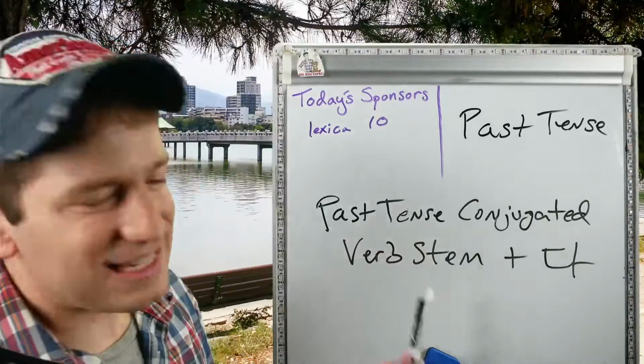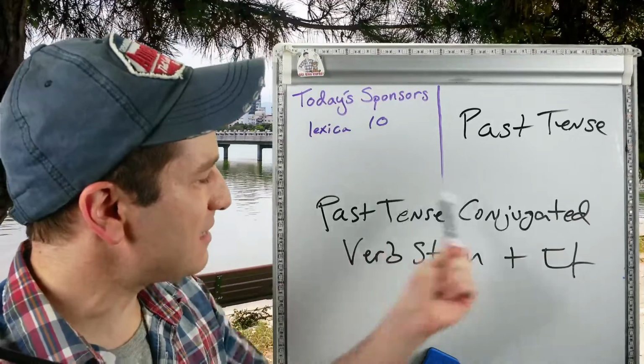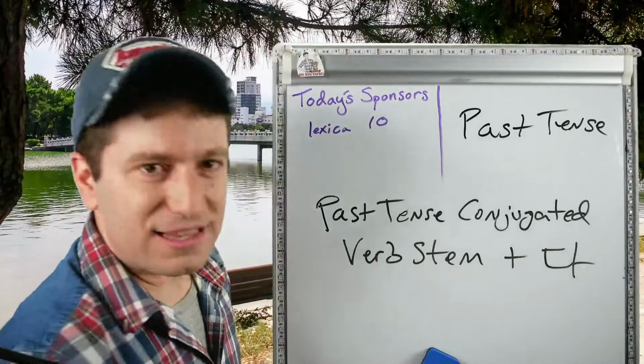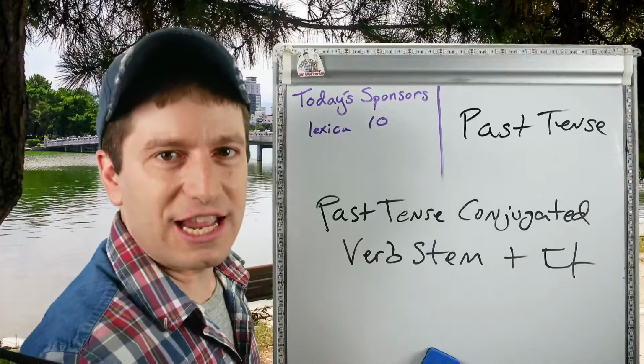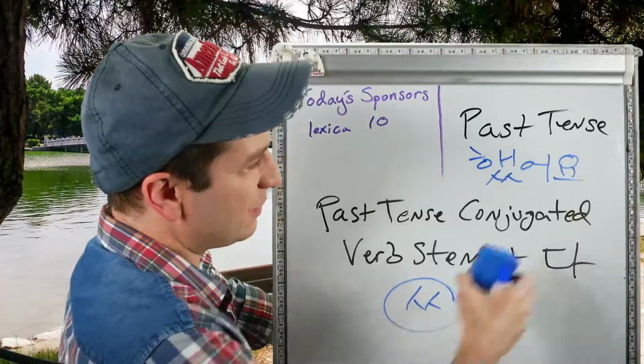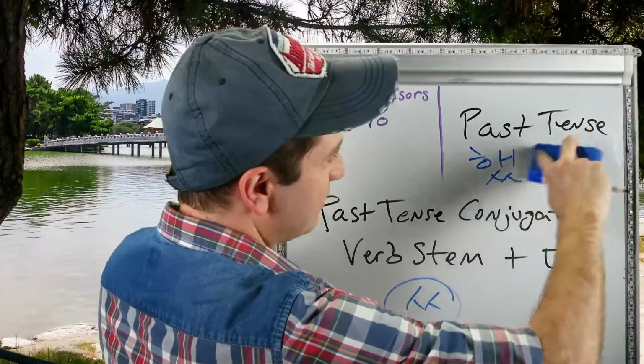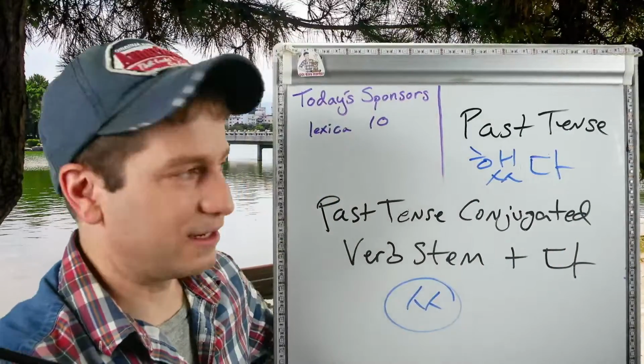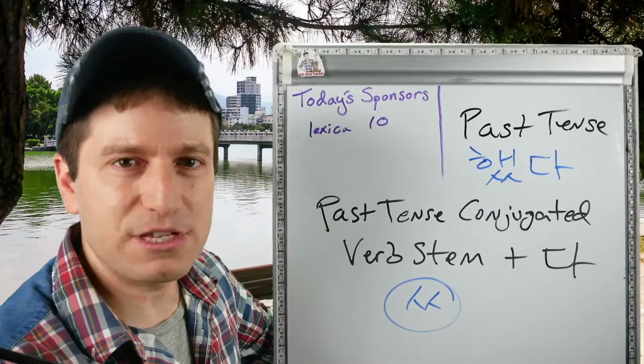To get the past tense plain form, all you do is you take a past tense conjugated verb. Let's take the verb 하다. How do you normally conjugate it to the past tense? Maybe as 했어요, for example. When you reach these two letters, everything else goes away. Then you attach 다, and you're done. 했다. That's it.